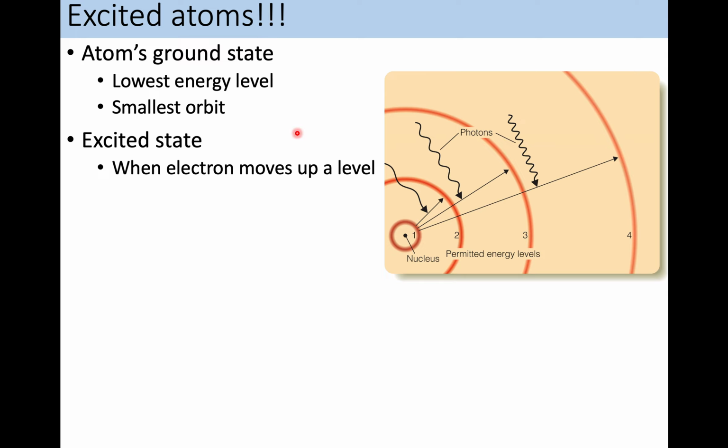An atom's ground state is the lowest energy level, the smallest orbit, so the energy level that's closest to the nucleus. Now, when an atom gets excited, it moves up in energy levels, moving outwards, away from the nucleus. So it could move from 1 to 2. It could move from 2 to 4 when an electron gets excited.